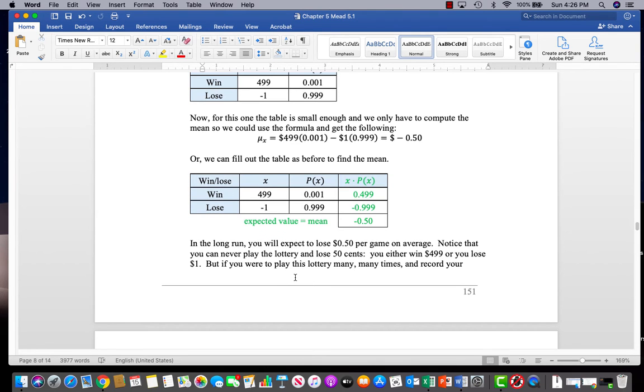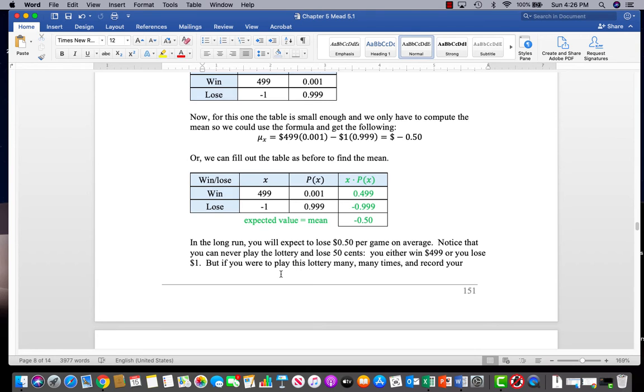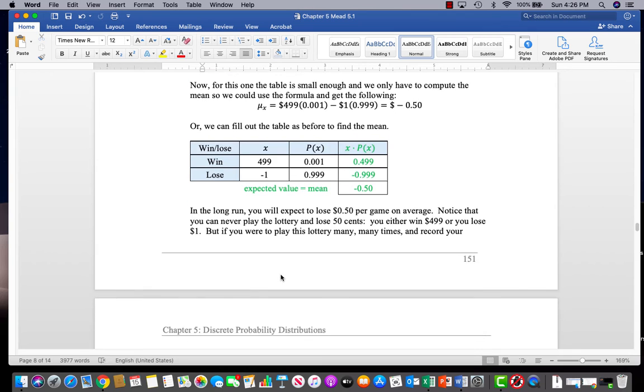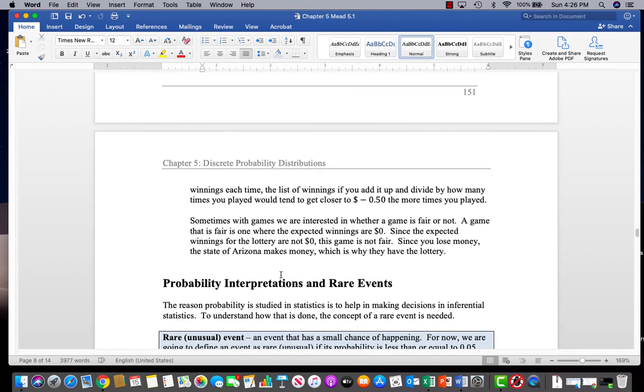Notice that you can't play the lottery and actually lose 50 cents. You either win $499 or you lose $1. But if you play it many times, on average, you're going to lose 50 cents per time you play. So basically half of your money. Okay.